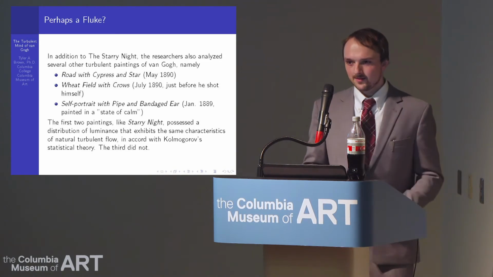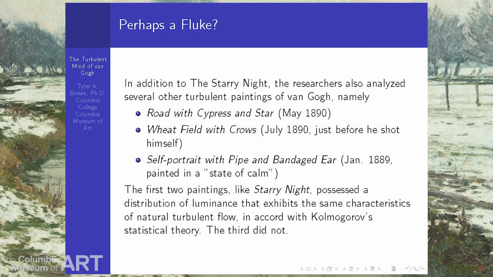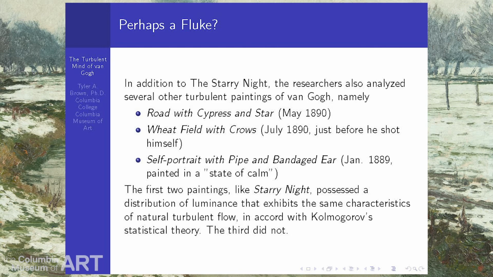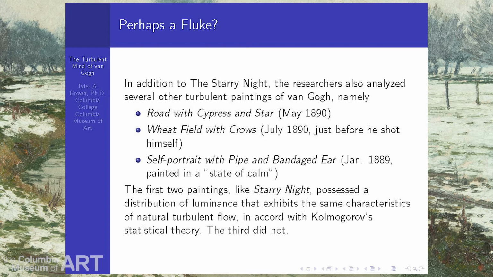No, he repeated it. In addition to the Starry Night, the researchers also analyzed several other turbulent paintings of Van Gogh, namely the Road with Cypress and Star, Wheatfield with Crows, and for comparison, Self-Portrait with Pipe and Bandaged Ear. The first two paintings possessed a distribution of luminance that exhibits the same characteristics of natural turbulent flow, in accordance with Kolmogorov's statistical theory. The third did not.